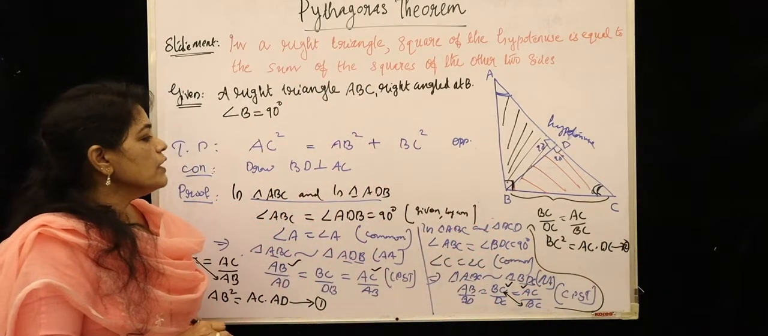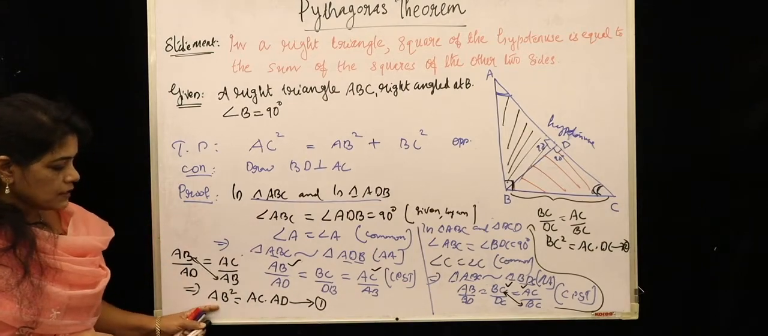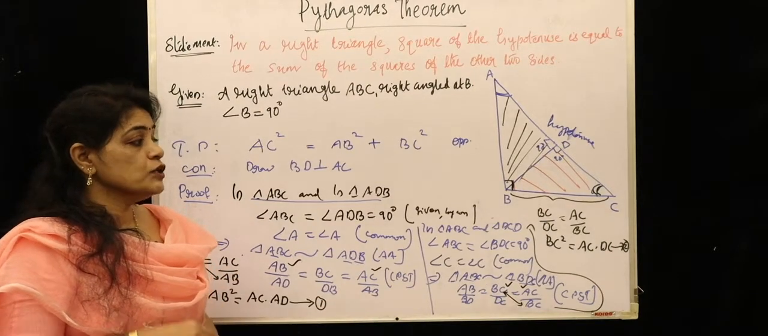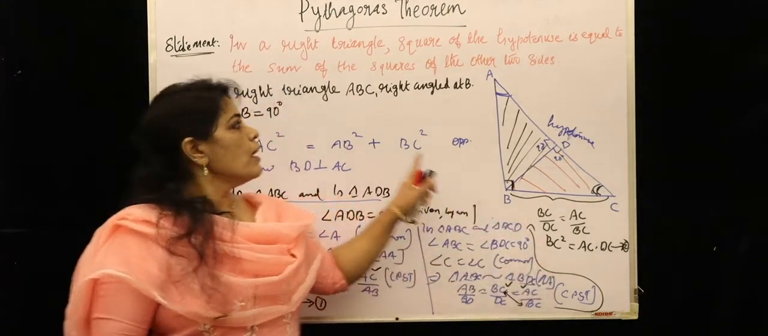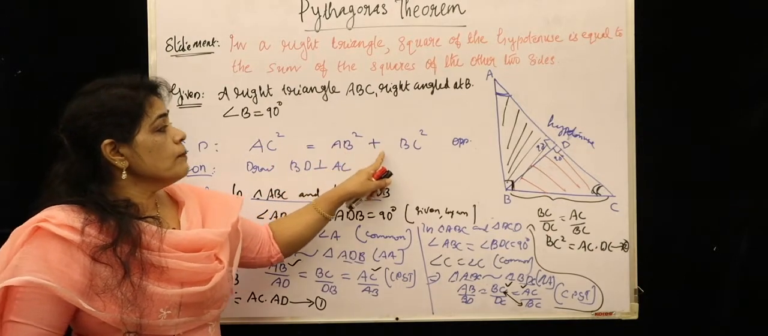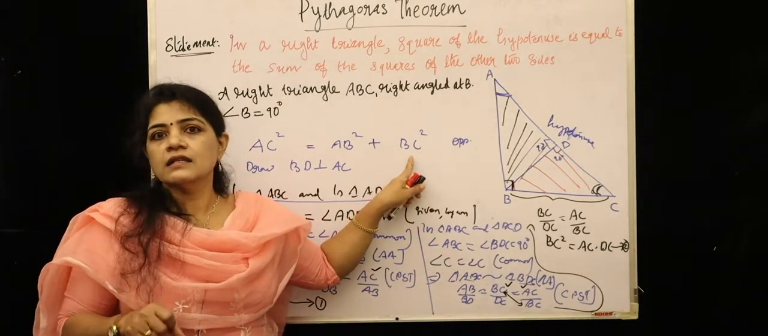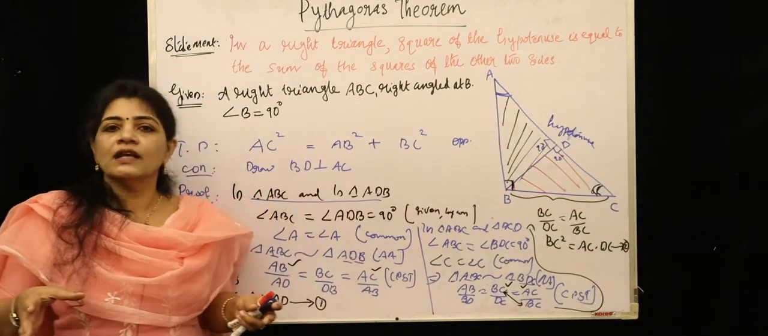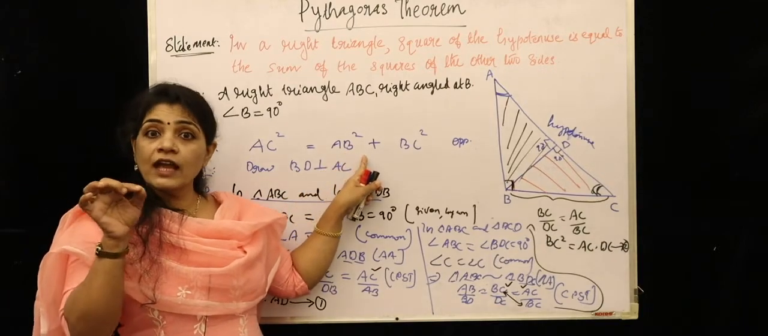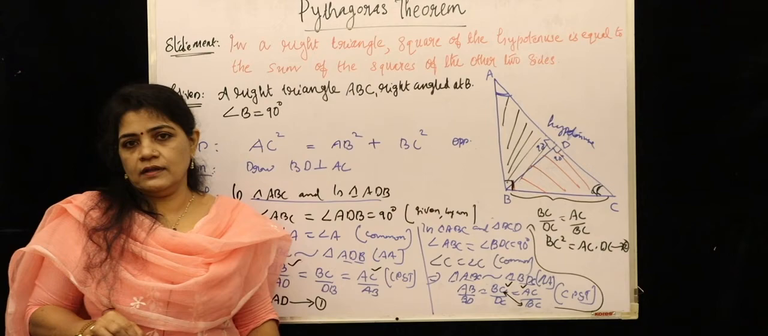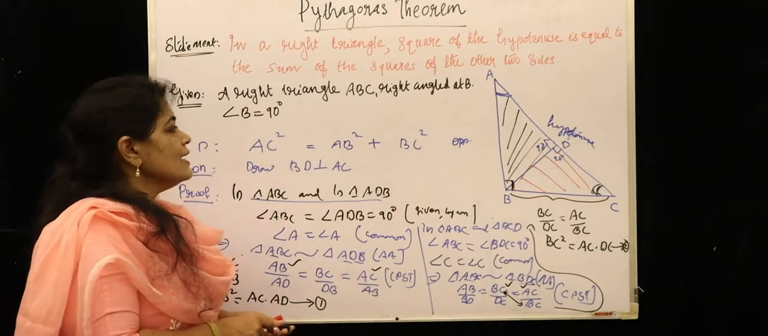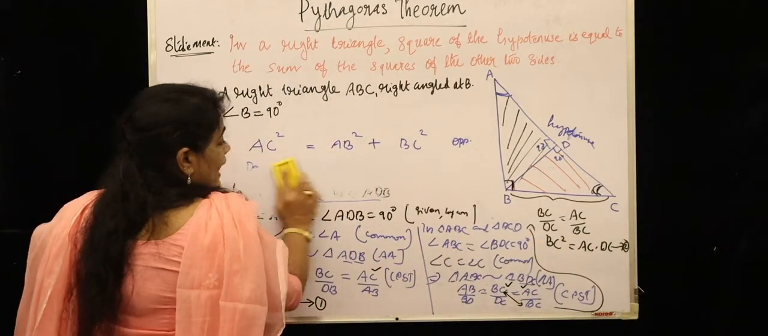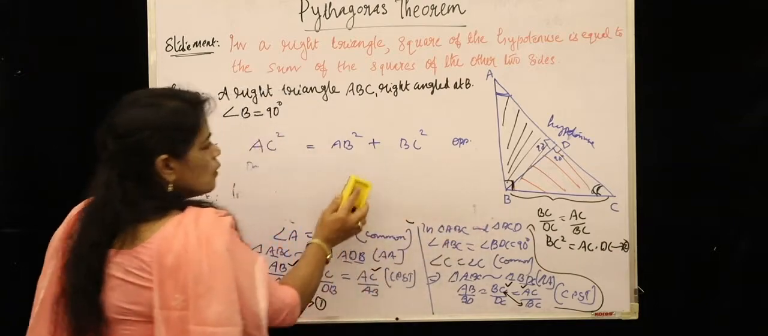Okay, see children, we have in equation number 1, AB square equal to AC into AD. Here BC square equal to AC into DC. And what we have to prove? AB square plus BC square. In order to get this RHS of the required proof, we have to add the first and second equation. Then only we will get it in terms of AB square plus BC square. Understood?